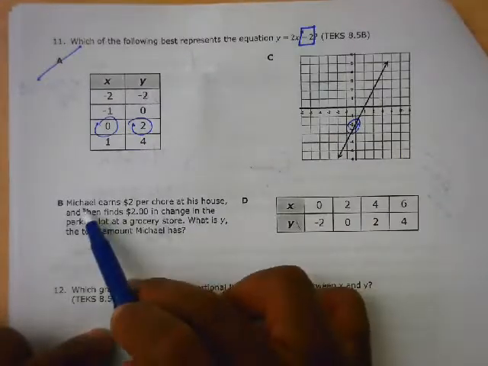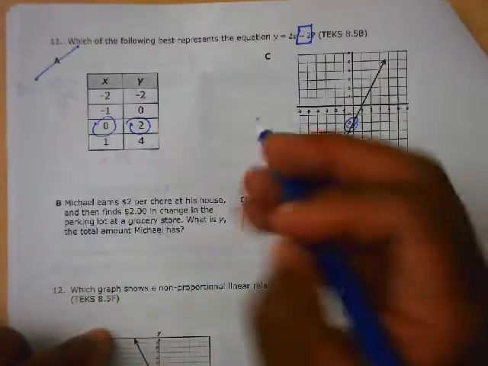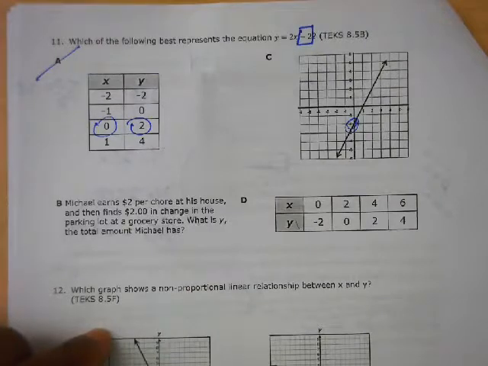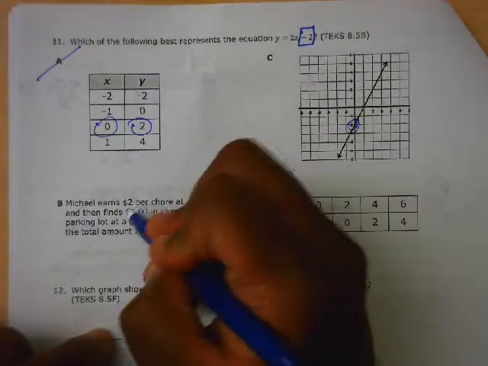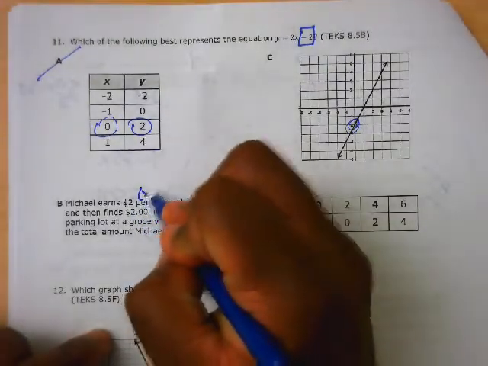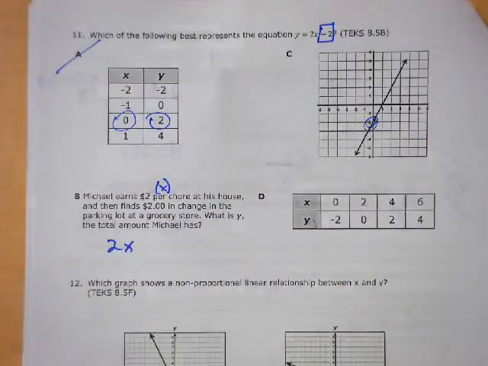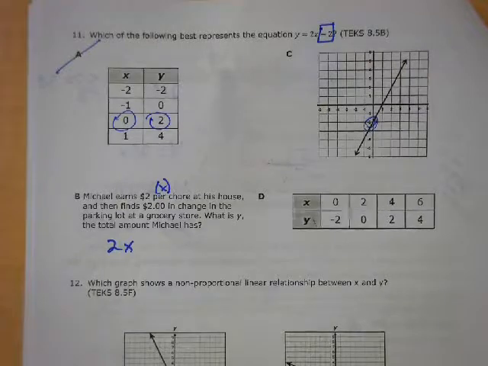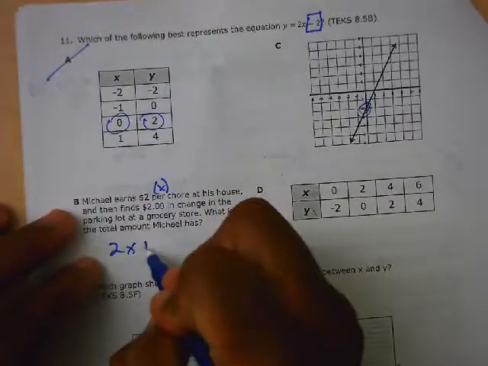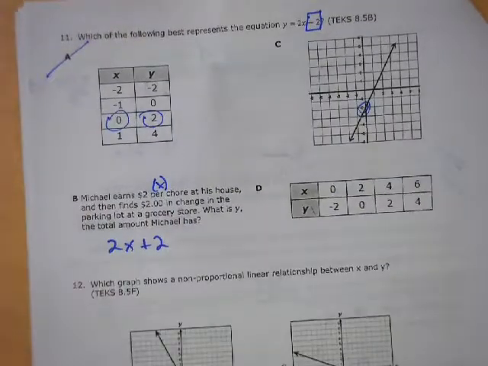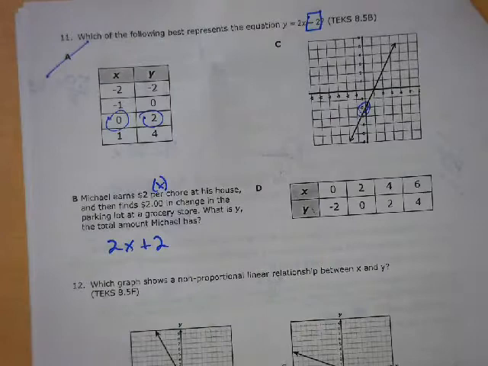Over here, Michael charges $2 per chore. So he earns $2 per chore, so per up with the x. So he earns 2x at his house, and then he finds $2 and change at the parking lot. So how much does he have? Well, he earns $2 per chore, so 2x, and then he finds 2, so plus 2. Again, that's the wrong y-intercept, right? Because this is supposed to be -2, so B can't be my answer.